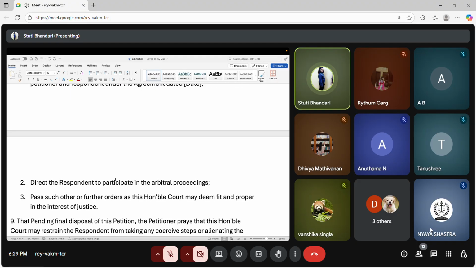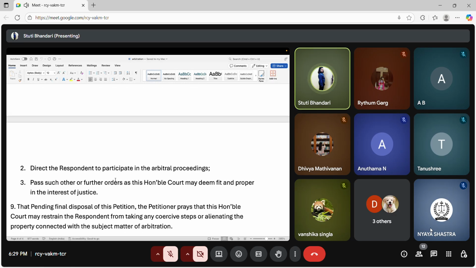Second, direct the respondent to participate in the arbitral proceedings. Third, pass such order or further orders as this honorable court may deem fit and proper in the interest of justice.